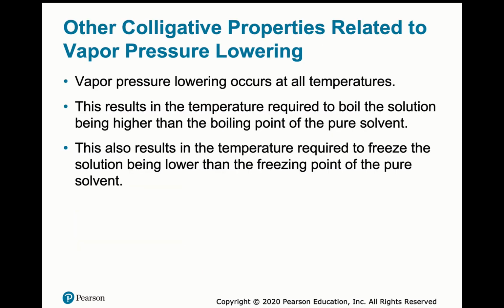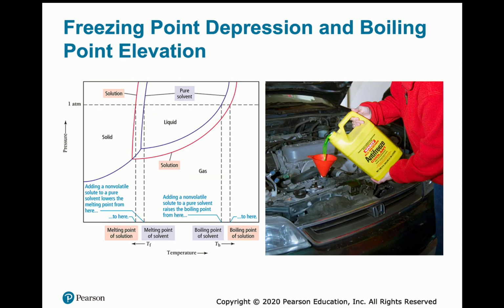So other colligative properties related to vapor pressure: boiling points. So boiling point elevation, it goes up. And also freezing point depression. So the freezing point goes down. And again, this is a colligative property, meaning it depends on the number of moles of particles.